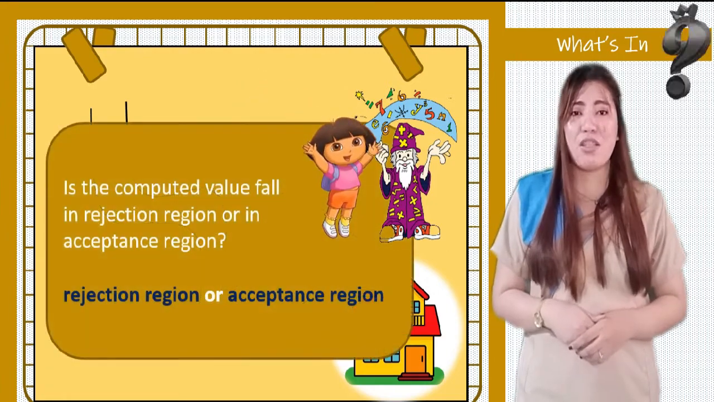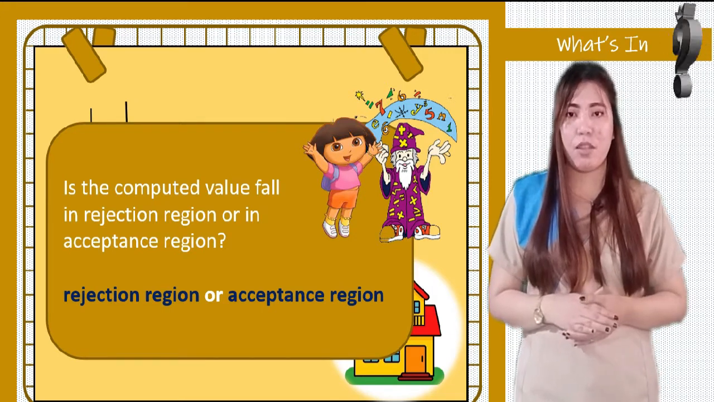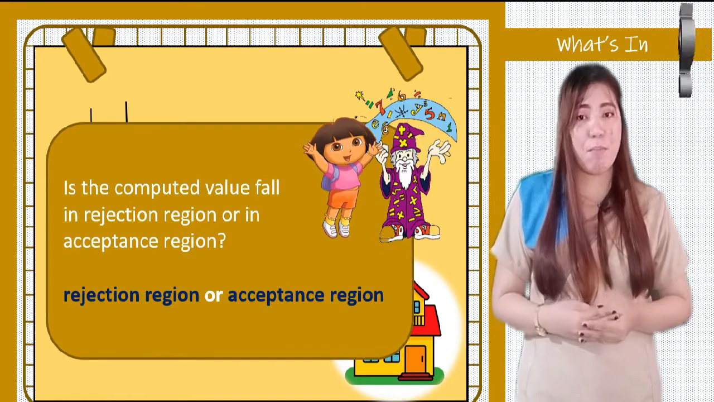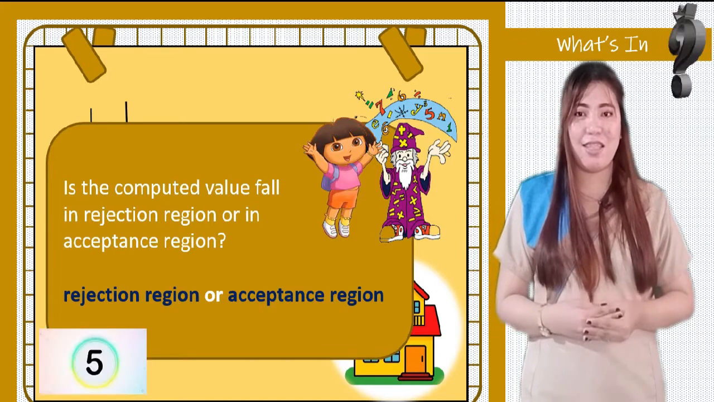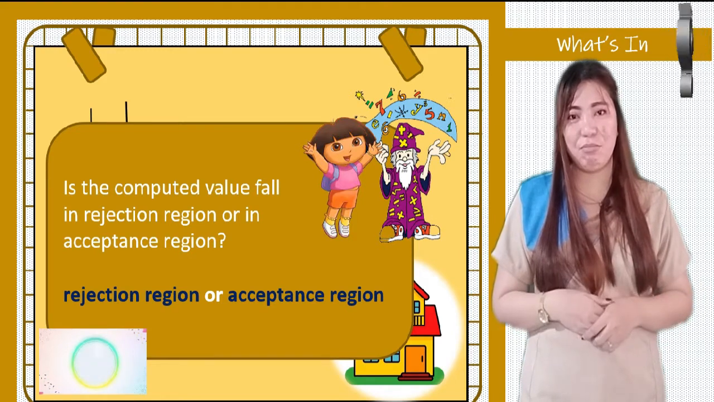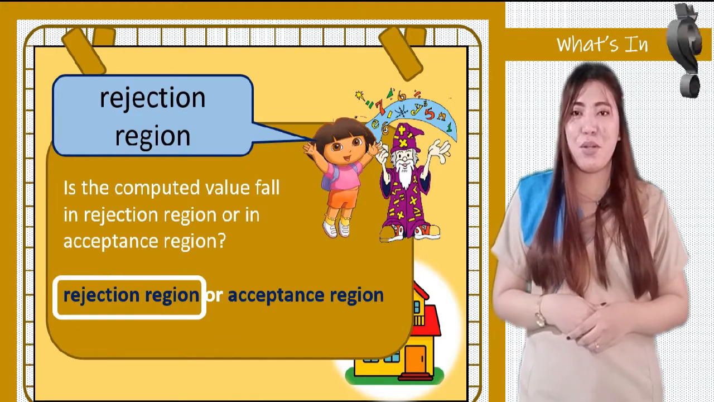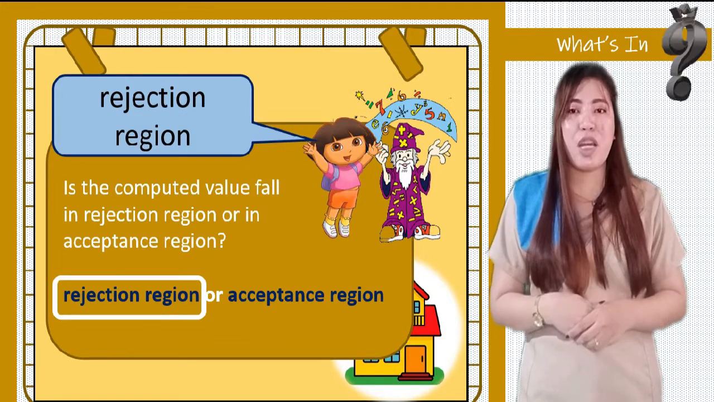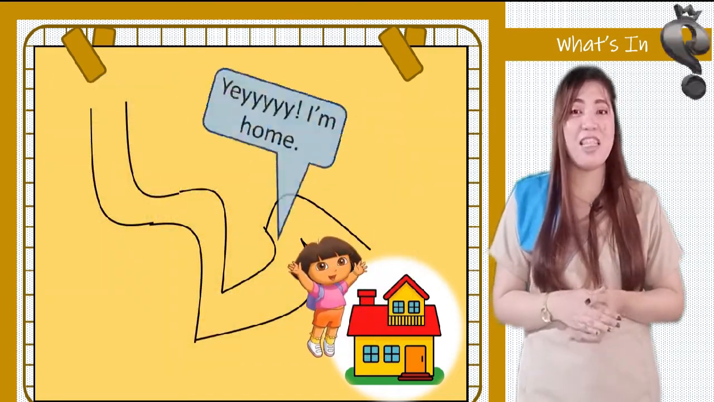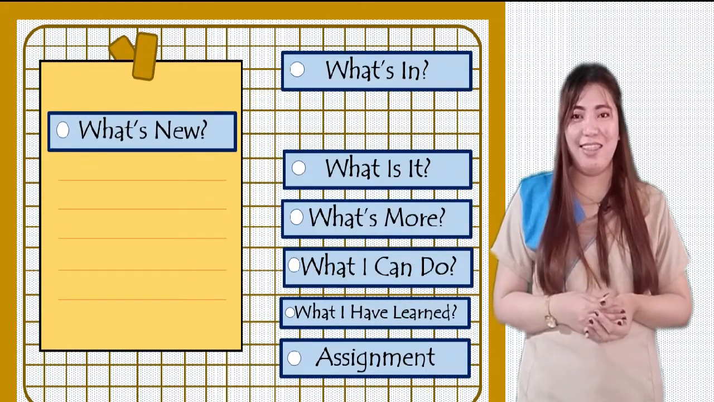Finally, Dora is on the last barrier. Without hesitation, she reads the question. Does the computed value fall in the rejection region or in the acceptance region? 5 seconds. For the last question, Dora answers rejection region. She answered all the questions correctly. And finally, she is at home. Let's now proceed to the next part of our lesson.